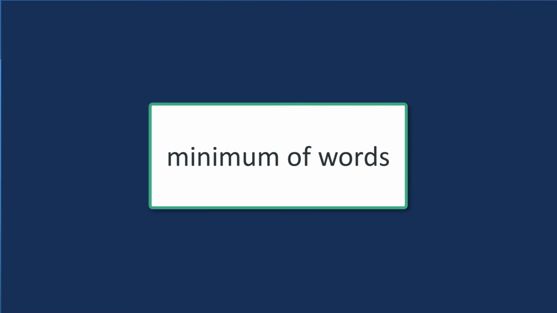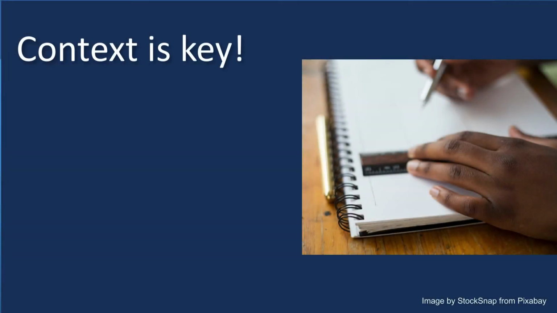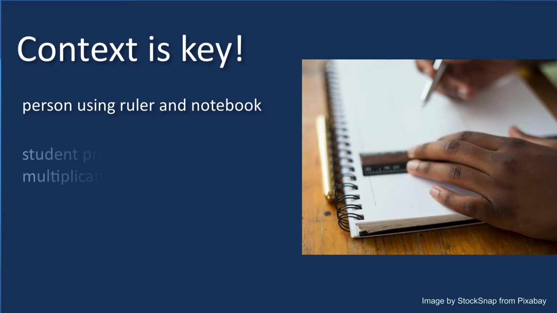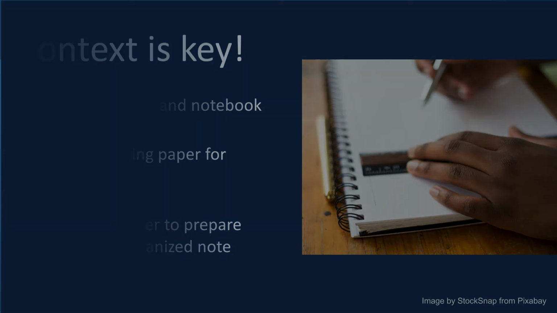Alt text should be limited to just enough descriptive words to let the person understand the image, chart, graph, map, or symbol in context. Context is key for image alt text. This image could be person using ruler and notebook, student preparing paper for multiplication, or student using ruler to prepare notebook for organized note strategy. The difference would be the context of the page where the image is used.